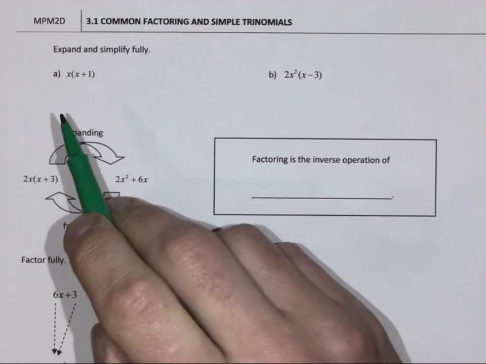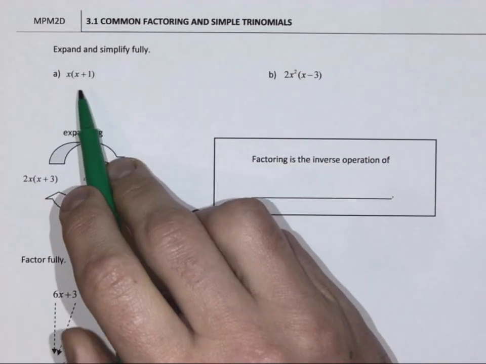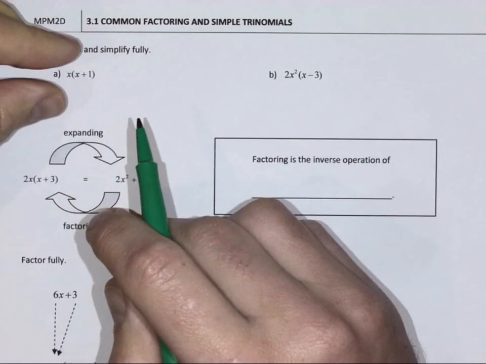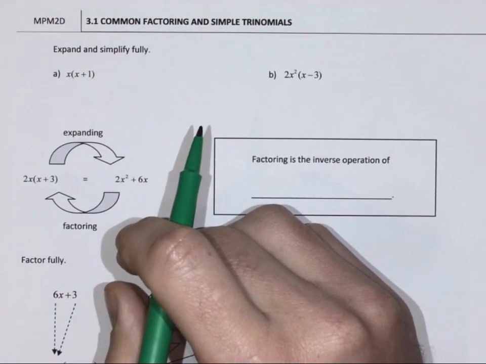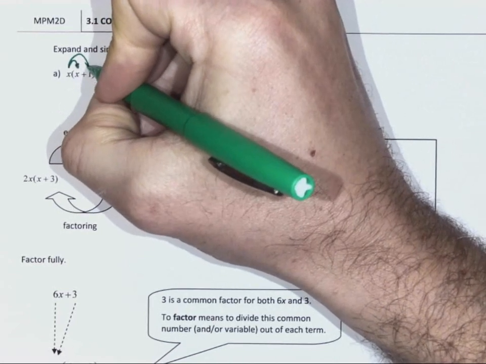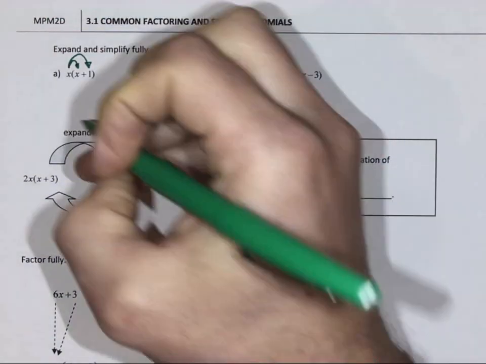Remember, to expand and simplify, we're going to distribute the leading term into the brackets. We're going to take that x and we're going to sprinkle it in. So remember that means x times x and x times -1.